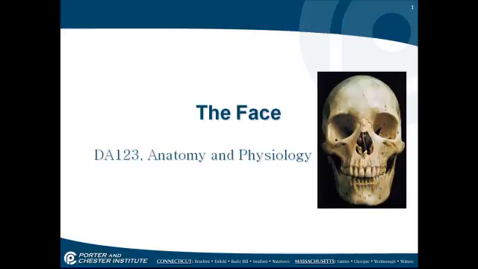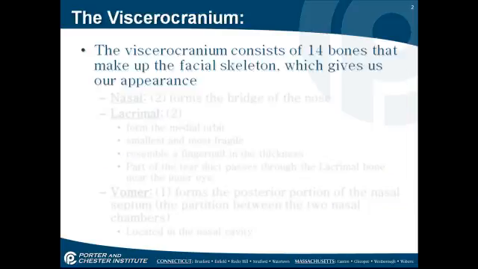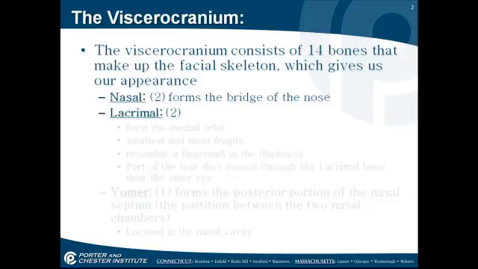In this lesson, we're going to talk about the viscerocranium, or the face. The viscerocranium consists of 14 bones that make up the facial skeleton. These bones give us our appearance. The nasal bones are the first two to look at. They form the bridge of the nose. That's where your glasses would sit on your nose.